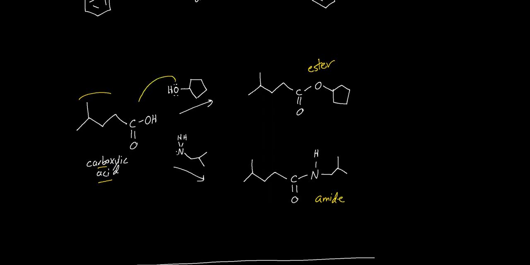I'll just show the arrows for the top one. Beginning like that, you get an O minus. You deprotonate. The O minus comes back in and kicks off the OH, and you end up with the ester here. Same thing happens with the amide. And again, you can go through the detailed mechanism of that on your own for practice.